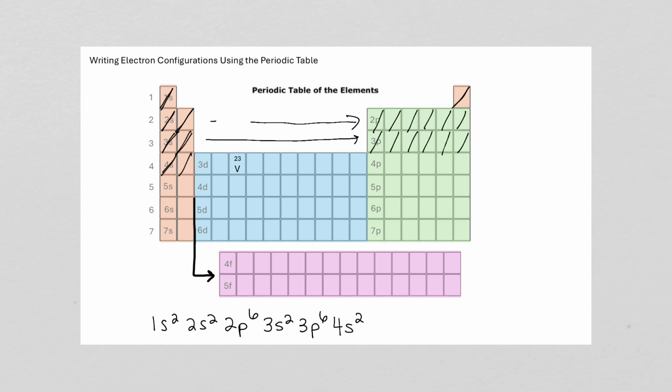4s2. And now I'm in my D block, so I need to remember that instead of being energy level 4, I'm actually in energy level 3. So this is 3d. 1, 2, 3. This is 3d3. So that is my electron configuration for vanadium.